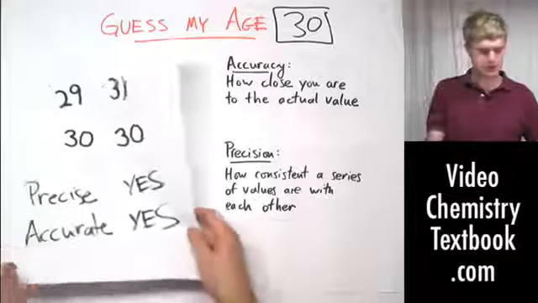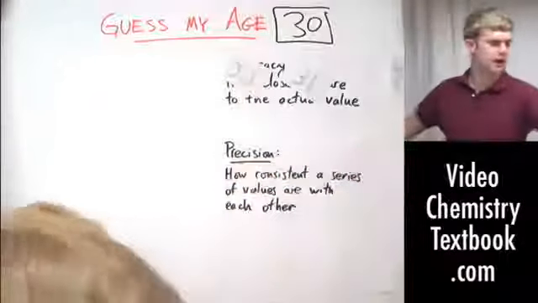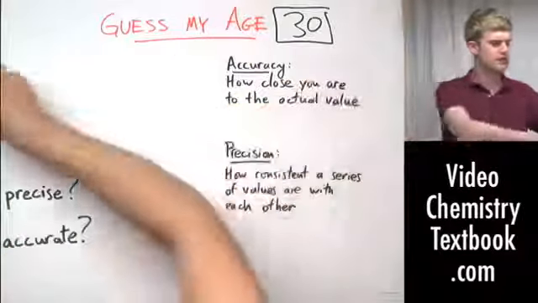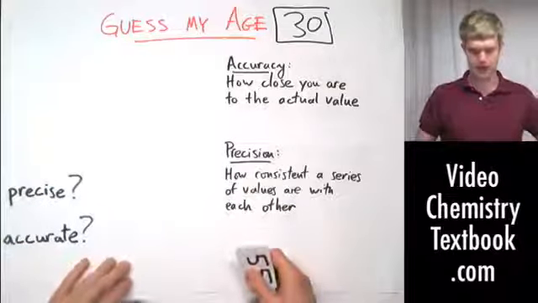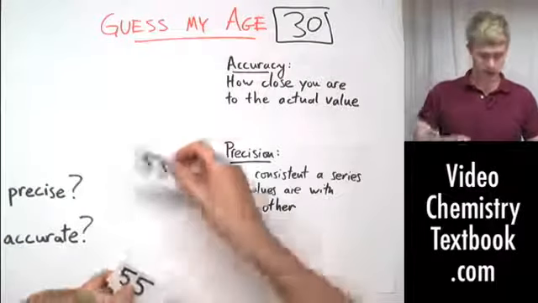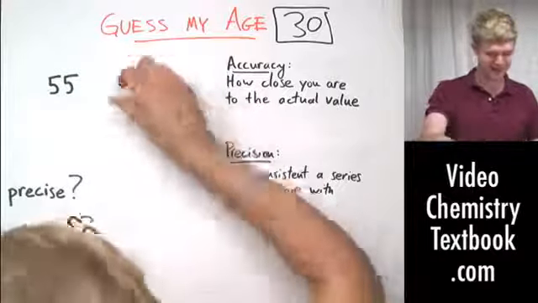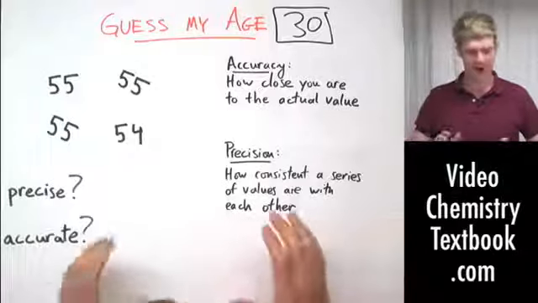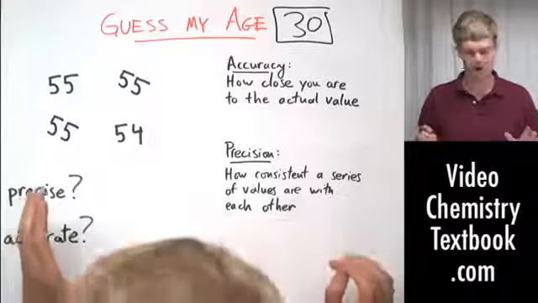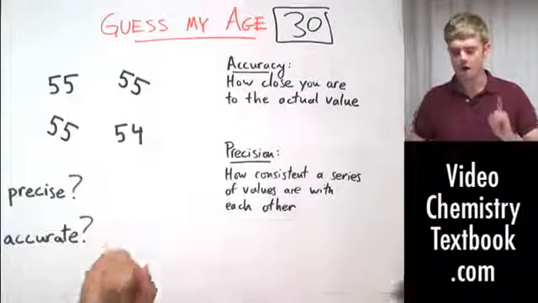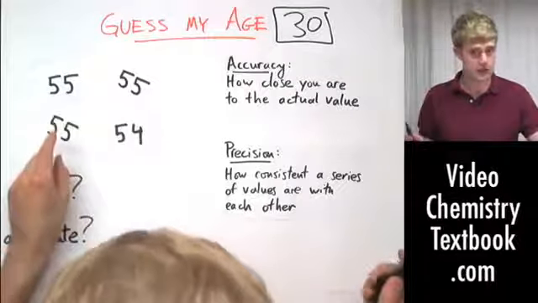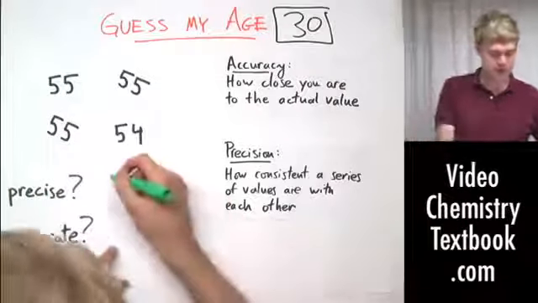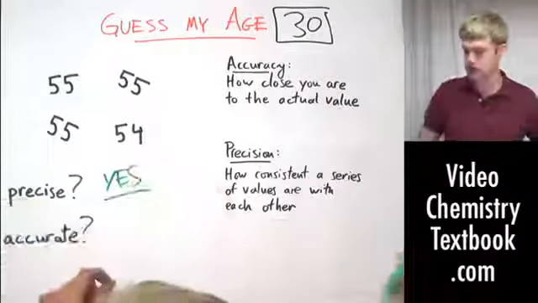Let's look at some other examples here. Okay? Let's say that we get another 4 people to play this game, and they give the following answers. 55, 55, 55, and 54 are the 4 guesses for the age. All right? Now, these are way off in terms of accuracy, but the question is, are they precise? Well, they're very consistent with each other. 3 55s and 1 54. So precise, I'm definitely going to say yes.